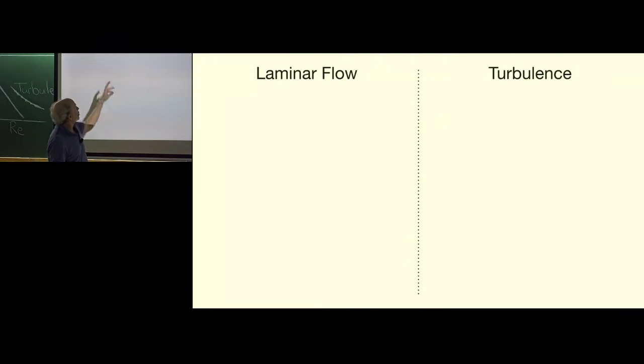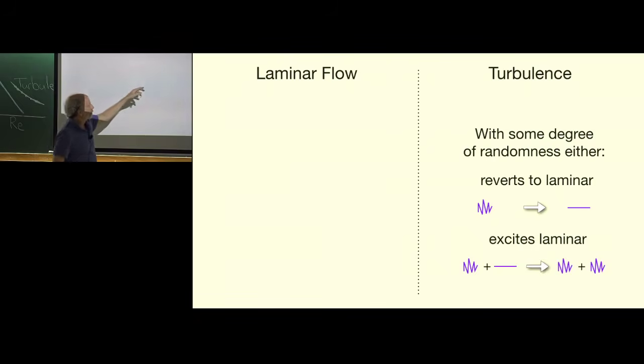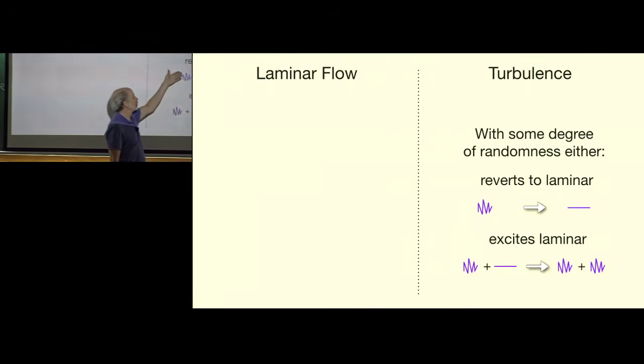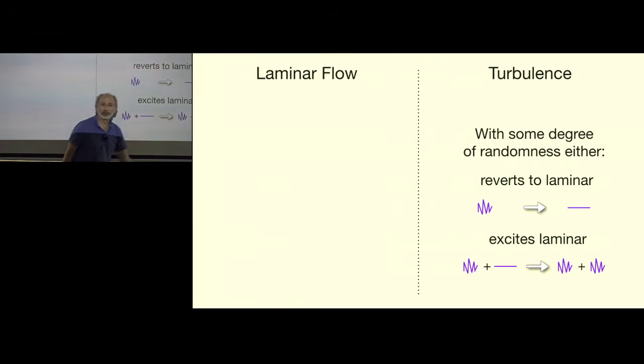So here's the message. We have turbulence, and with some degree of randomness, it can revert to laminar. That's just meant to represent a bit of turbulence. With some degree of randomness, it can go from turbulent flow to laminar flow, or it can re-excite some bit of a laminar flow to multiply and now have two pieces of turbulence.